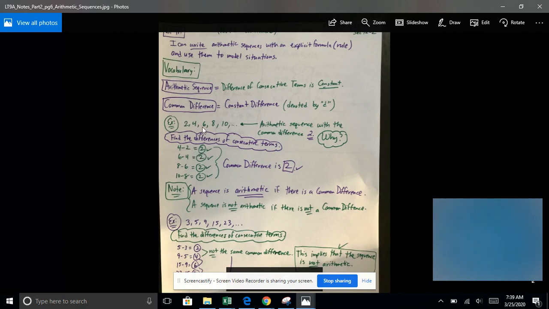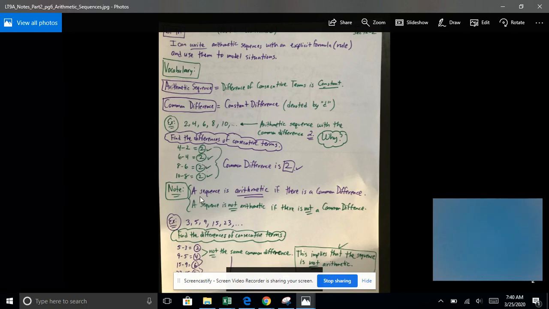You keep doing that, so you always subtract the consecutive terms. So now it's 6 minus 4. 6 minus 4 is 2. Then as you continue with the sequence, 8 minus 6 is 2. Then you have 10 minus 8 is 2. If all of these differences are the same, in this case they are 2, then there is a common difference. So that means this sequence is an arithmetic sequence.